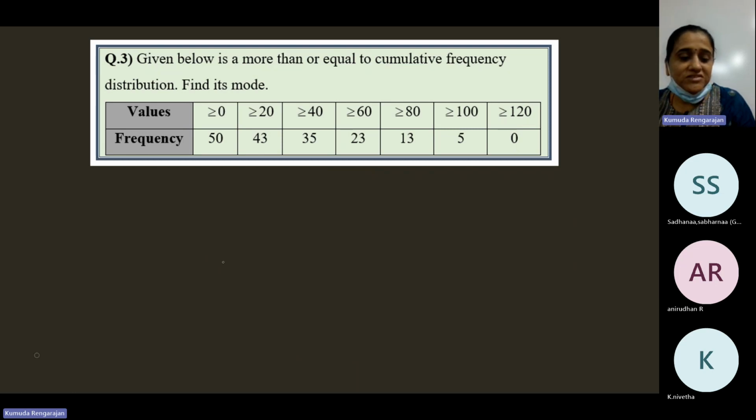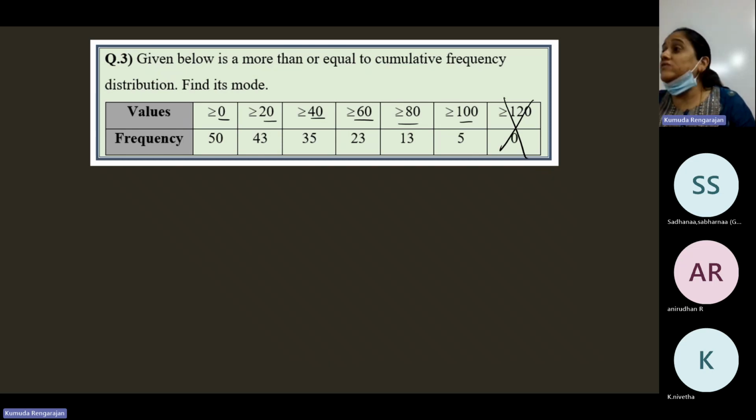Where the cumulative frequency is 0, just slash it. When you're writing the question, you write that, but don't consider it. Then all these values with the greater than will form the lower limits. So this one is a cumulative frequency distribution, not a frequency distribution.